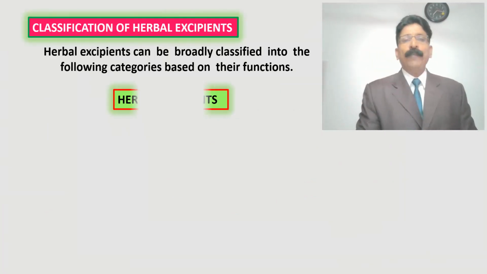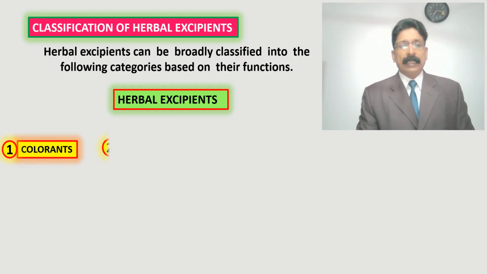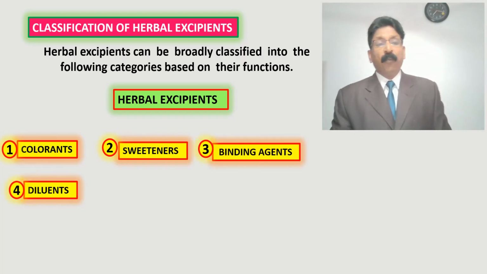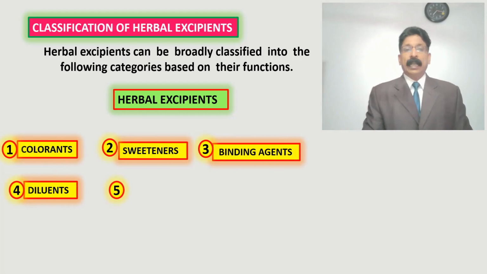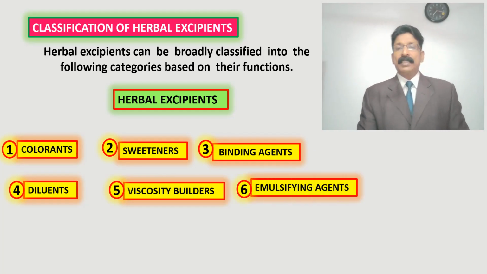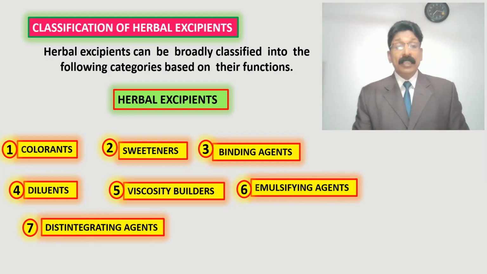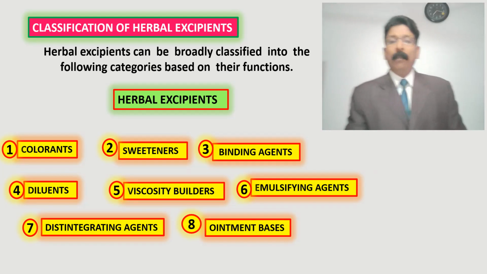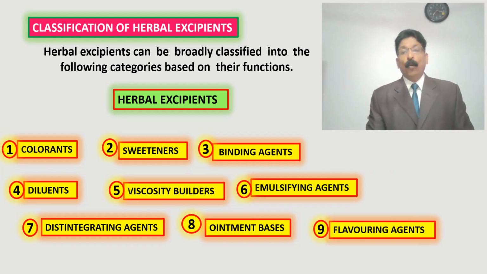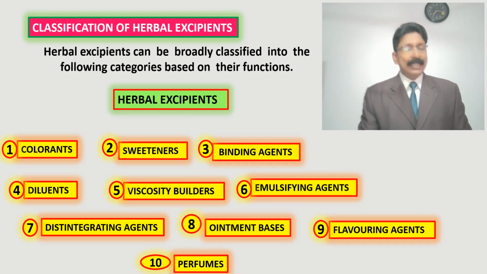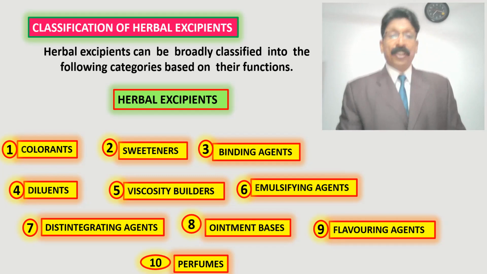So when we classify, we can say number 1, colorants, number 2, sweeteners, number 3, binding agents, number 4, diluents, number 5, viscosity binders, number 6, emulsifying agent, number 7, disintegrating agent, number 8, ointment bases, number 9, flavoring agents, and number 10, perfumes. We have to remember all these 10 categories of classification of herbal excipients.